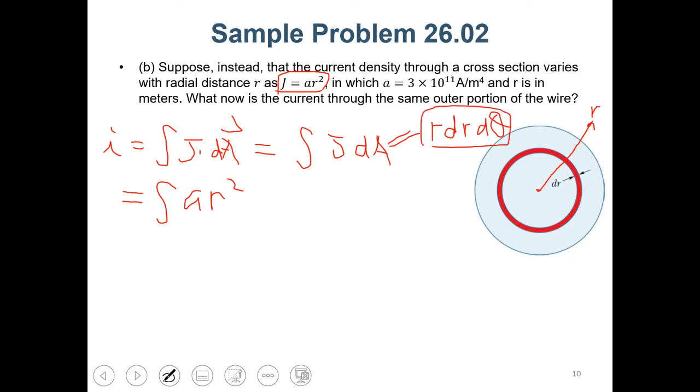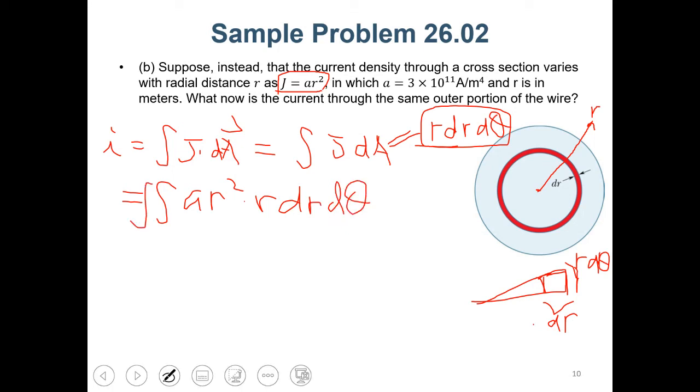Because you can consider it like this: this side is dr, and this side will be R d theta. Although this is not a rectangle, if it is small enough you can consider it a rectangle. So it will become dr times R d theta, so dA will be R dr d theta.